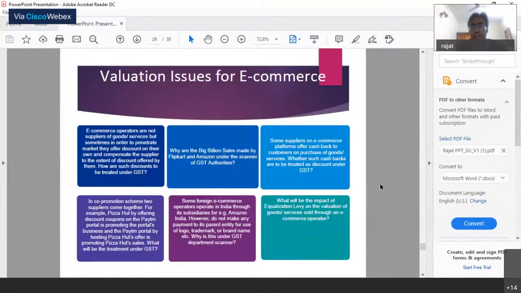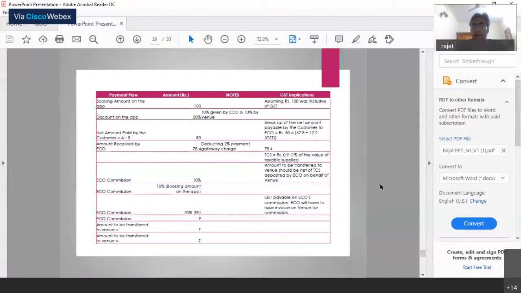In the end, I have incorporated a slide to explain how an e-commerce transaction would look on an e-commerce platform. Say for example, an e-commerce operator is providing certain services to customers located everywhere, and the booking amount on the app is ₹100. This amount of ₹100 is chargeable from the customer, inclusive of GST. There are two discounts offered on the app. The total discount offered on the app is, say, ₹20. The customer doesn't know the working of this discount, but ends up paying only ₹80.